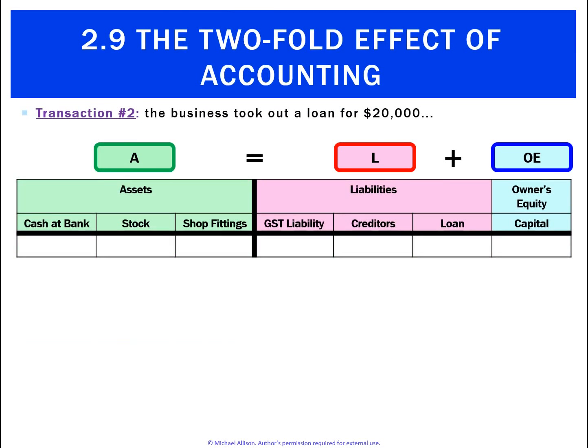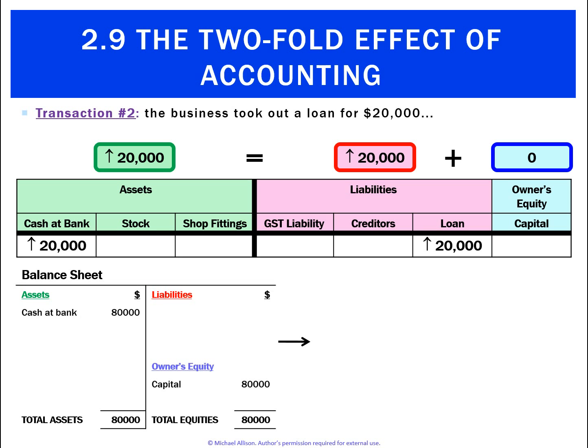The second transaction is the business took out a loan for $20,000, so at least two effects must happen in the balance sheet. First one is cash has gone up 20,000, but subsequently we have a loan that we owe the bank for 20,000. So from an accounting equation standpoint, assets up 20, liabilities up 20, no impact on owner's equity.